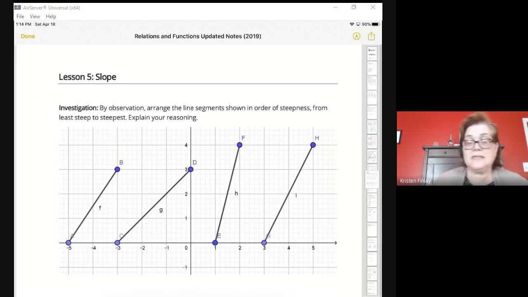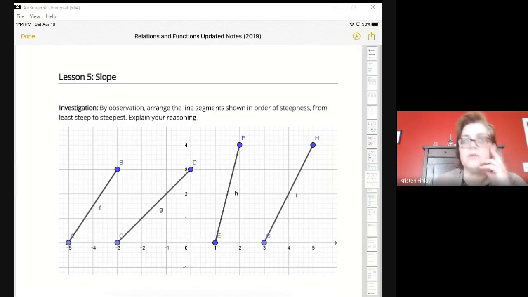This is for Math 10C, and we are doing the unit Relations and Functions. We're doing Lesson 5, Slope. So we're on page 22 in the note package if you have the whole note package. If you're doing a lesson from the Google Classroom, it's excerpted. Okay, so Lesson 5. So we're looking at slope.